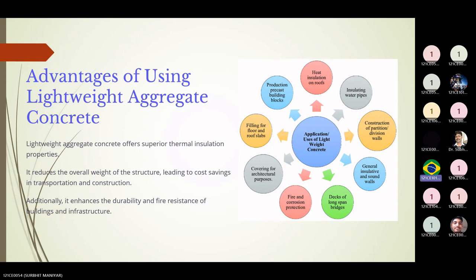We have some advantages like fire and corrosion protection in comparison to what we traditionally use. It also has more heat insulation because of its property. Since it is light in weight, it provides more insulation toward the heat.